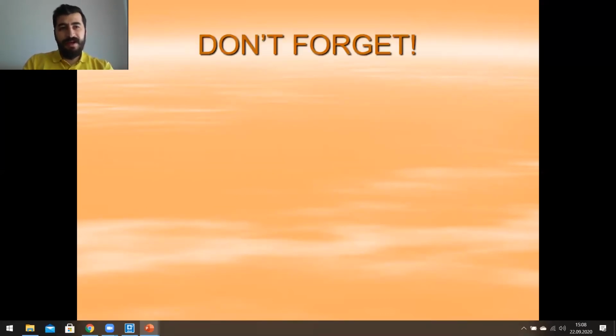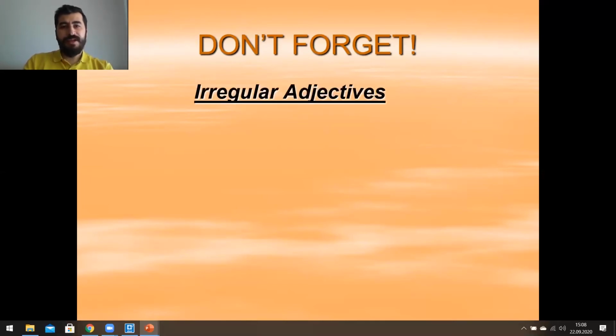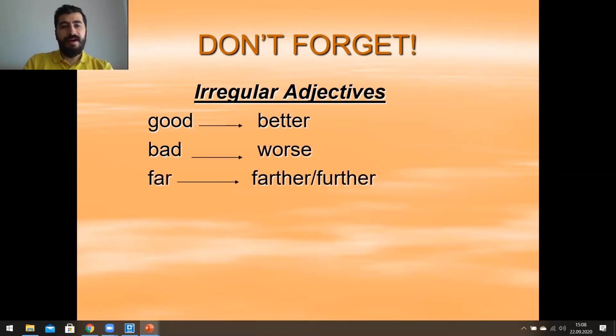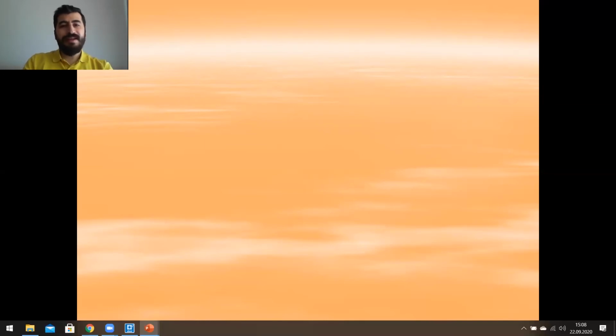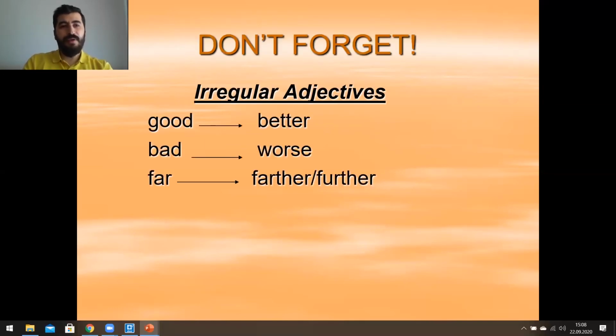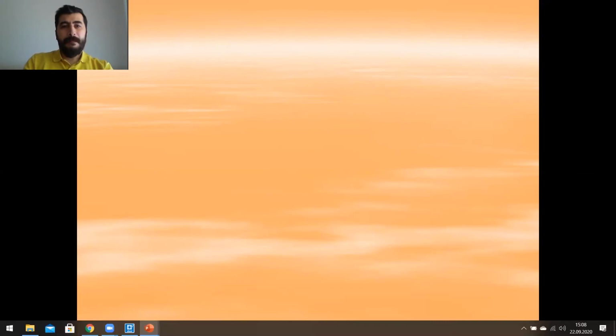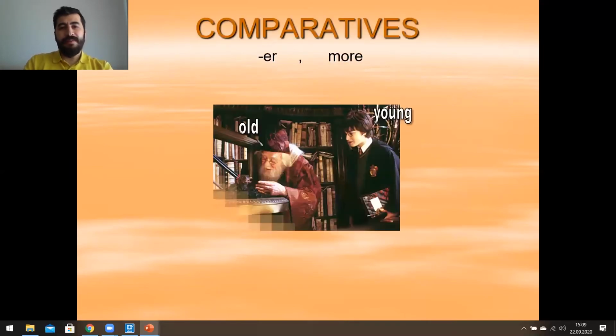Let's see some irregular adjectives now. Don't forget, we use irregular adjectives: good, better; bad, worse; far, farther or further. Don't forget these irregular adjectives. They are so important. Let's see some examples. Old and young.